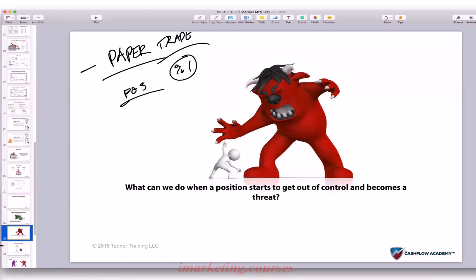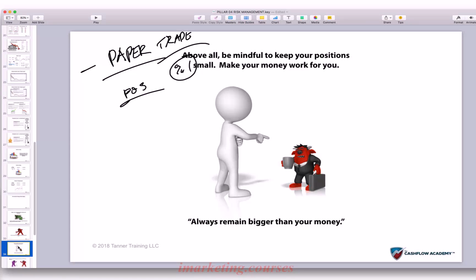That's not 1%. That's 1% or 2 or whatever you decide with your broker. Position size. Learn how to hedge. Now I gave you your first lesson on hedging for a basic 4 pillars course.